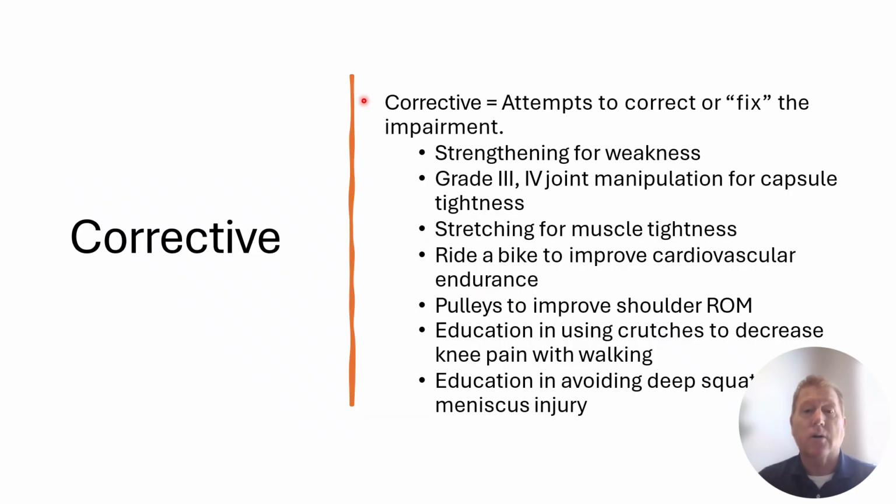You can then move into a corrective exercise where we're attempting to actually fix the impairment, whereas the previous category was really more just treating the symptoms. We're now trying to treat the actual impairment. So here you'll see strengthening for weak areas, maybe manipulations in a grade 3, 4, or even a grade 5 manipulation to improve range of motion. We may stretch tight muscles. We might ride a bike to improve cardiovascular endurance and so on.